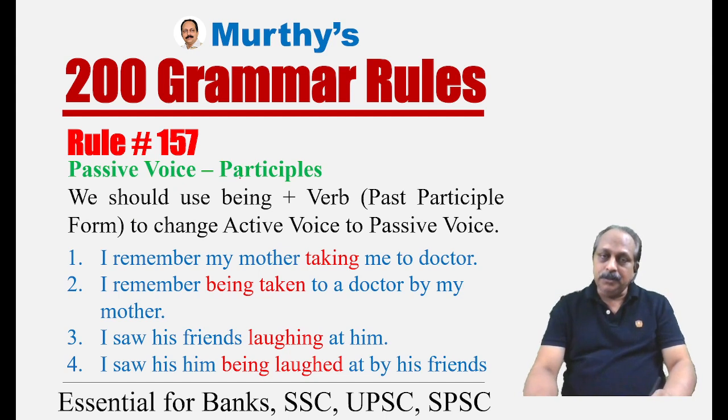Participles. What is a participle? Present participle: verb plus ing. We should use being plus the verb's past participle form to change active voice to passive voice. I remember my mother taking me to the doctor. Here, what is the present participle? Taking. How do you change it to passive voice? You have to use the word being, which expresses the continuity aspect. And in any sentence in passive voice, you have to use the verb in past participle form.